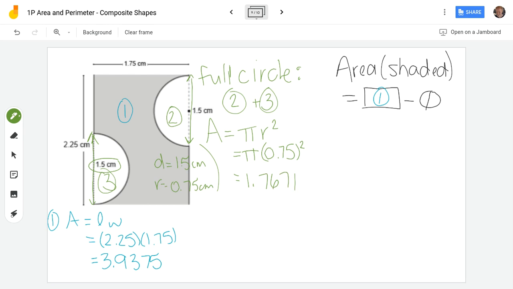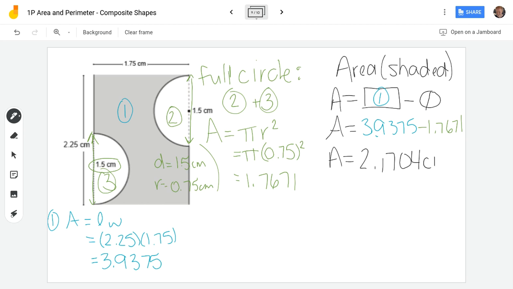The rectangle has the pieces cut out like Swiss cheese. So 3.9375 minus 1.7671. So 3.9375 minus 1.7671 on the calculator gives me 2.1704. And then the units would be centimeters squared.